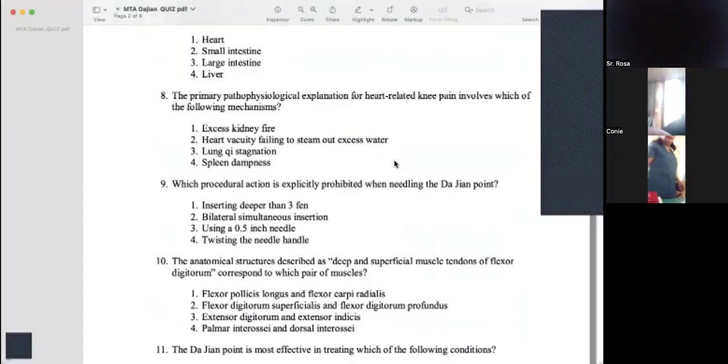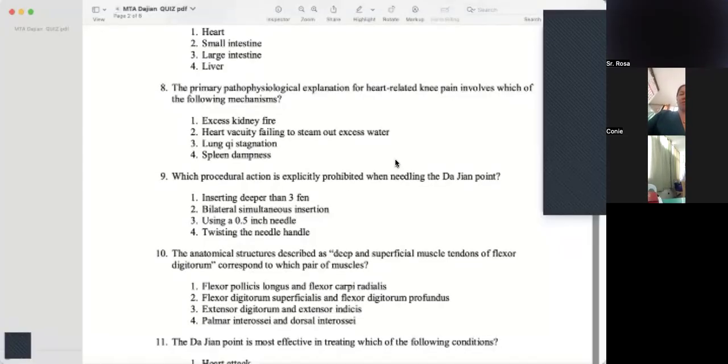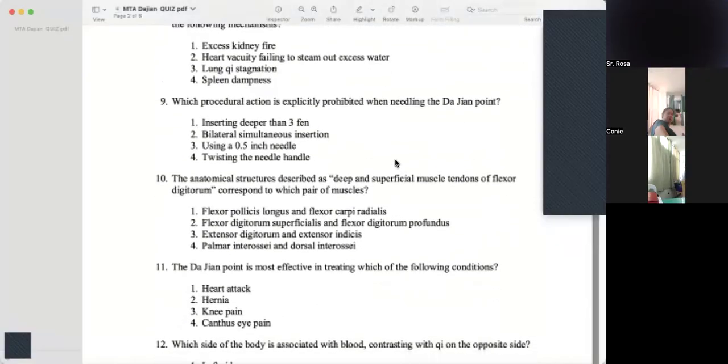It's number 2, because that's the heart. Heart vacuity failing. Okay, because of the steaming: the heart is weak, so it cannot steam out the excess water.